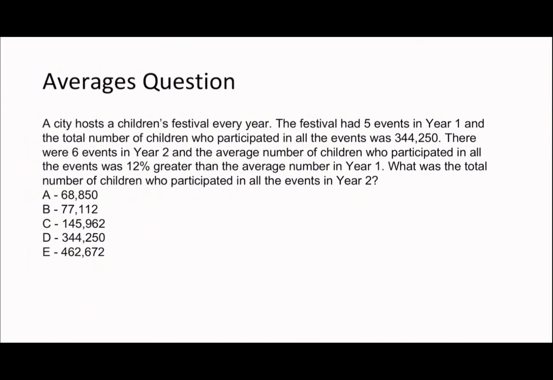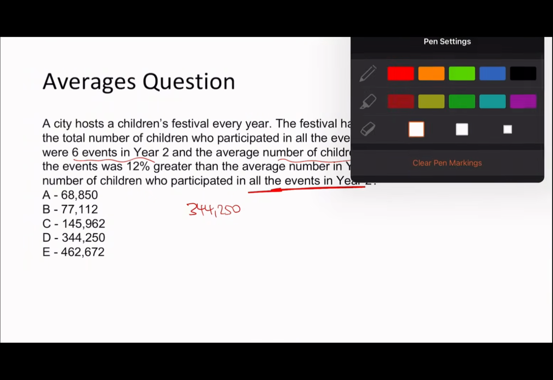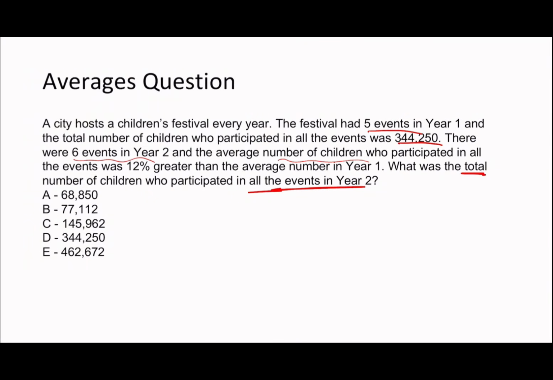Okay, so we're asked to find the total number of children who participated in all the events in year 2. Well, in year 1, it says there's 5 events and the total is 344,250. And it tells us there were 6 events in year 2 and the average number of children who participated was 12% greater. So it's perhaps a little bit confusing, the stuff that we have going on here. So we have year 1, we have year 2, we have the sum, the total number of children who participated, we have the average per event, and then we have the number of events. Okay, so by the way, by average in this question they're talking about the mean.